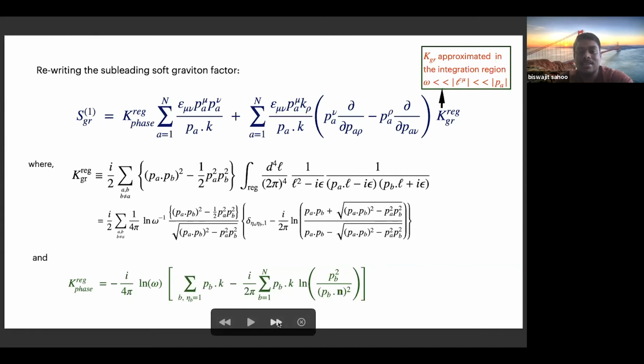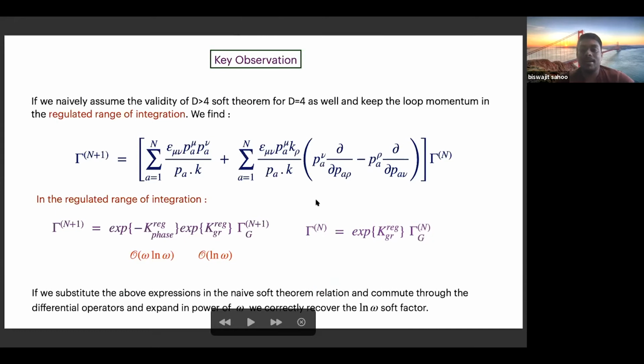So what this is suggesting is, if you just naively assume that the tree-level soft theorem is valid even at loop level, or the d greater than 4 soft theorem is valid even in d equal to 4, and write down this amplitude naively. Now we have told that this gamma n plus 1 is basically written as exponential of some K phase and exponential of K_GR, and this gamma n is exponential of K_GR, right? And now suppose you regulate this K phase and K_GR in the integration range which I mentioned, and just substitute in this expression and then commute through these tree-level soft factors.